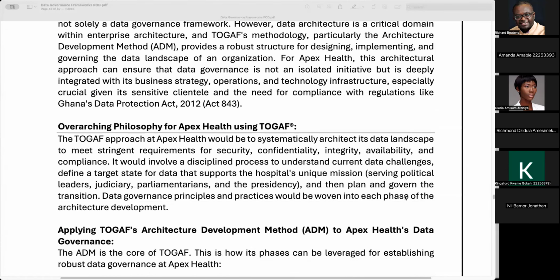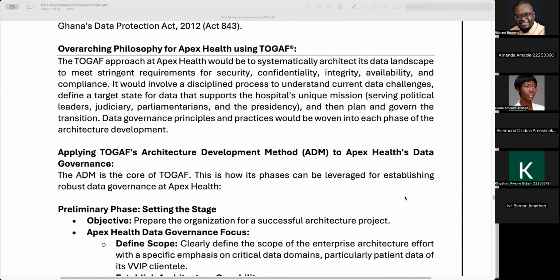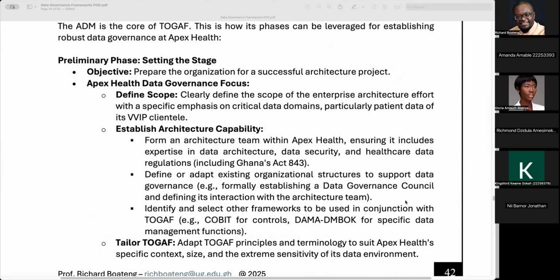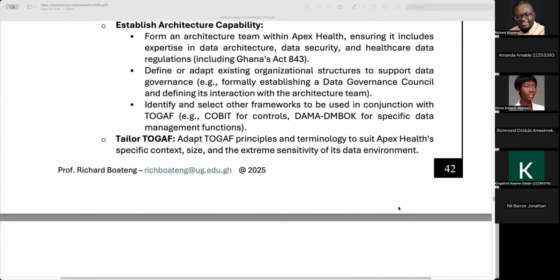Exactly. The ADM provides the structured approach. In the preliminary phase, Apex Health would define the scope of their enterprise architecture effort, ensuring it clearly includes critical data domains, especially VVIP patient data. They'd establish an architecture capability, meaning a dedicated team with the right mix of skills, including expertise in data architecture, security architecture, healthcare information systems, and crucially, Ghanaian healthcare regulations like Act 843. They would tailor the standard TOGAF ADM method to fit Apex Health's highly sensitive context and meticulously identify all key stakeholders, including internal leaders and staff, and potentially involving discreet considerations for external VVIP representative input where appropriate.